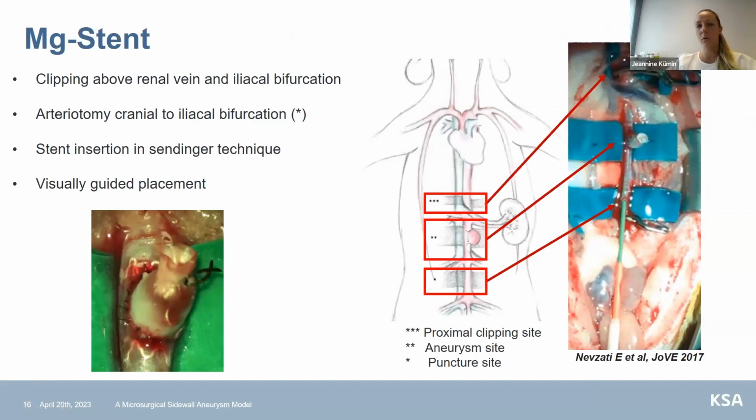Then the arteriotomy was performed right cranial to the distal clip, and the stent was inserted in Seldinger technique, and under visual control, we could place it right below the aneurysm.